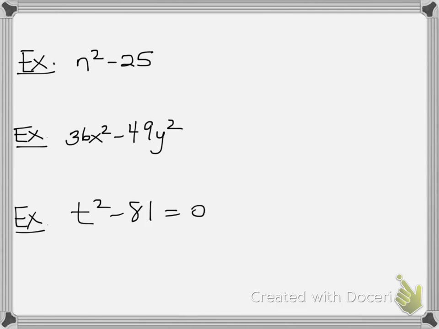All right, so let's look here. Do we have a squared minus b squared there? Yeah. What does a equal here? a is equal to n, and b is equal to not 25, but the square root of 25, which is 5, right? So my answer here would be n plus 5 times n minus 5.